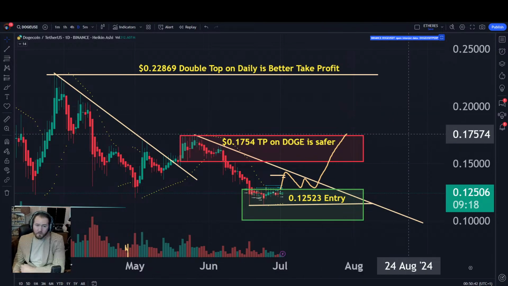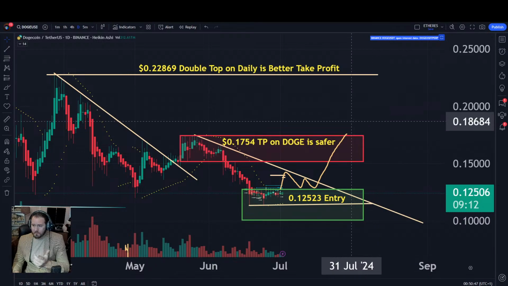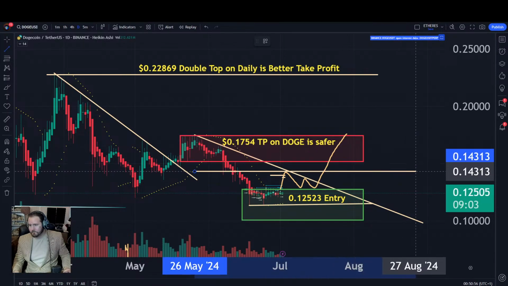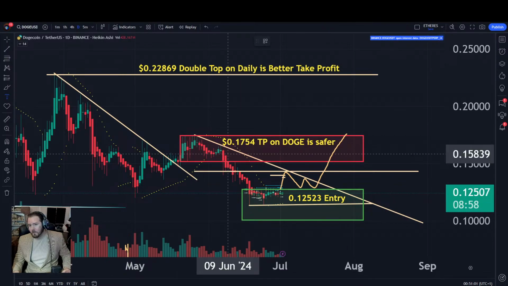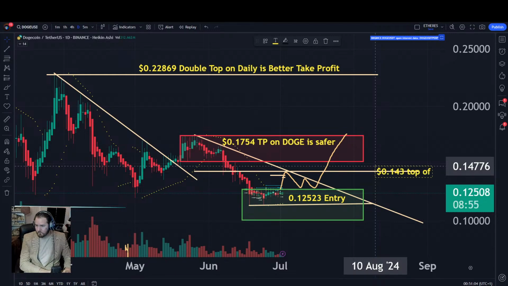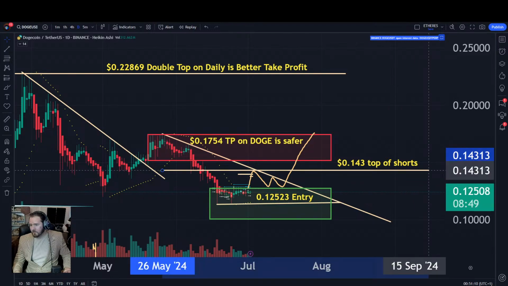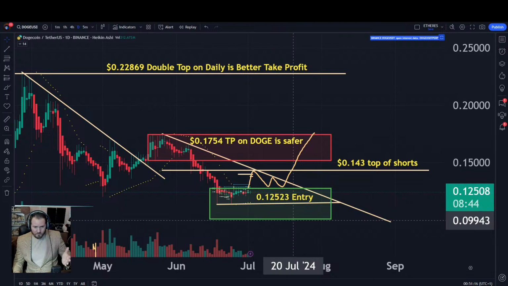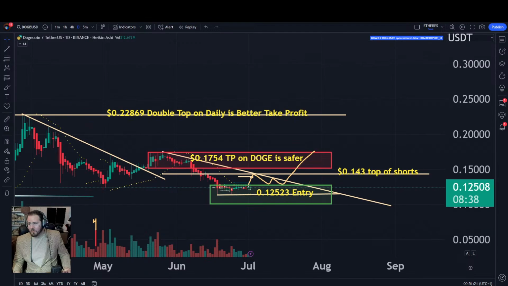And if you really want to get bold, you can go to even 14 cents, which was the top of those liquidations on the daily. Let's add that up here too. I think about 14.3. Let's add this on the chart. So this is top of shorts on the daily, the 4 hour, 14.3. So we have 3 areas where we could take profits after entering this long on Doge, that are actually realistic, and then we can go out a little bit further.